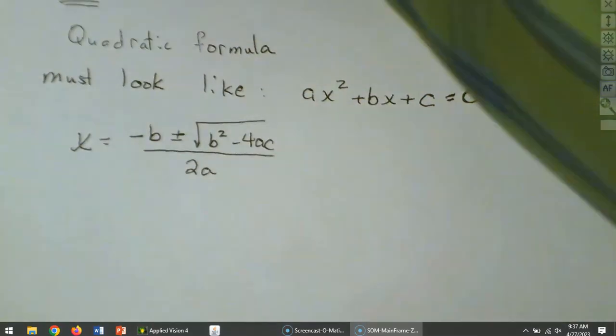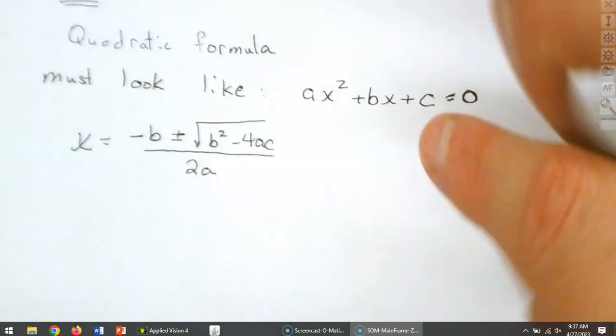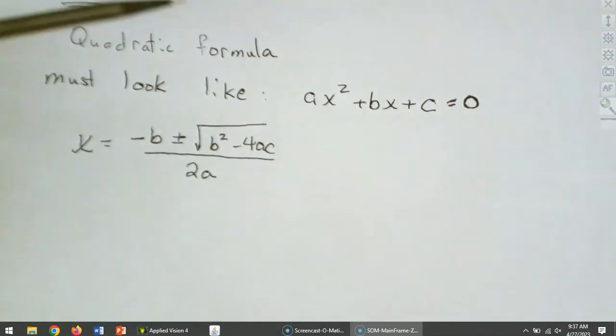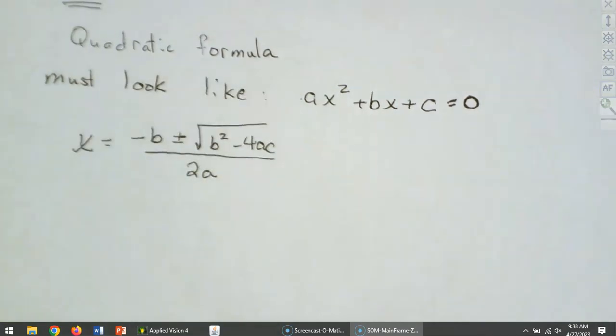Now, what we do is we make sure that it looks like this. That may require foiling. That may require moving parts around. But you have to make sure that it's in this order and that it's set to 0. Once it's in that order and set to 0, you find your pieces. We label those. We plug them in. And we calculate it out.